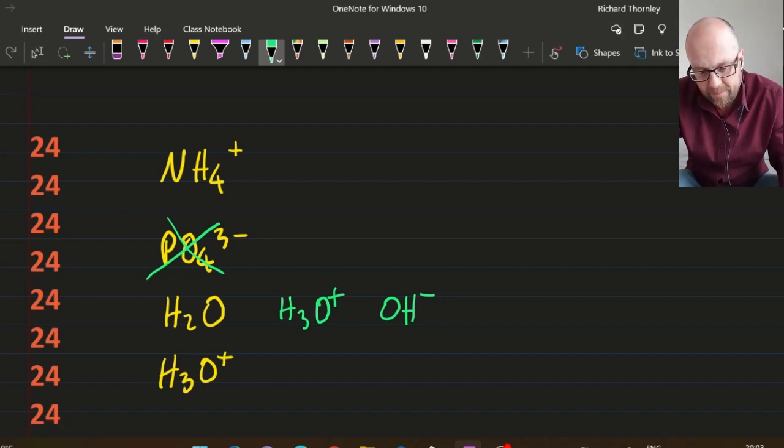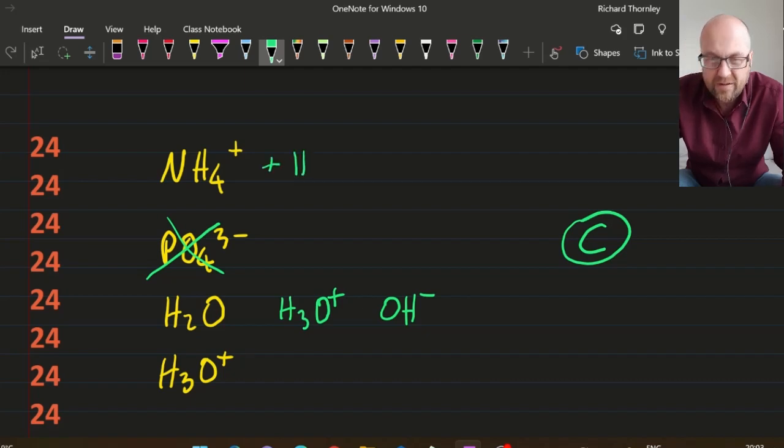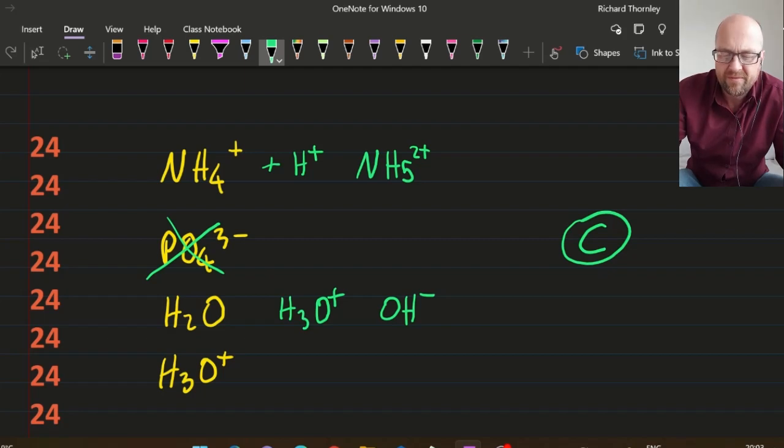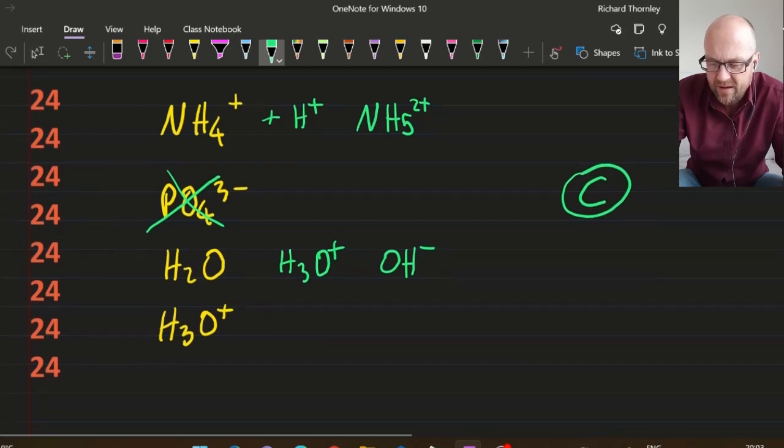Yeah. Just for completeness' sake, if I try to add an H+ to this, it would be difficult to add a positive to a positive, but that would make NH5 2+. I've never seen that. Nitrogen would have 5 bonded pairs of electrons, and so it doesn't have that. It doesn't make any sense, does it? 25.